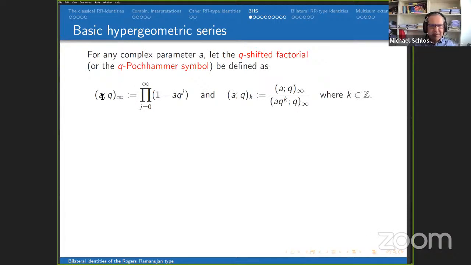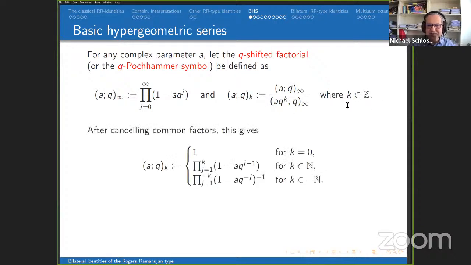Here's some notation. (a;q)_∞ is just (1-a)(1-aq)(1-aq²) and so on, an infinite product. Again, q is less than 1 in absolute value, so this infinite product converges absolutely. And the finite product (a;q)_k, so this is a q-shifted factorial, can be conveniently defined as this quotient of infinite products, which has the advantage that it can be defined for k being an arbitrary integer, not just a positive integer. So for k being 0, this is just the empty product, which is defined to be 1.